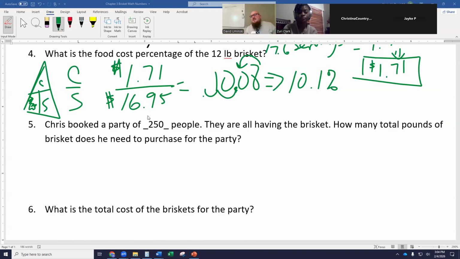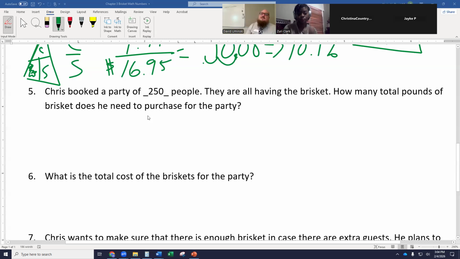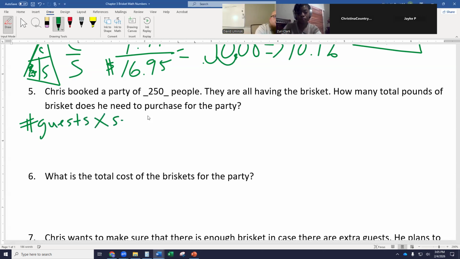In the last 5 or 10 minutes of class, let's look at questions number 5, 6, 7, and 8. Okay, so 5 and 6 go along with each other, and then 7 and 8 is essentially just doing 5 and 6 over again with different numbers. Okay, so we're going to start with the equation. Number of guests times the serving size.